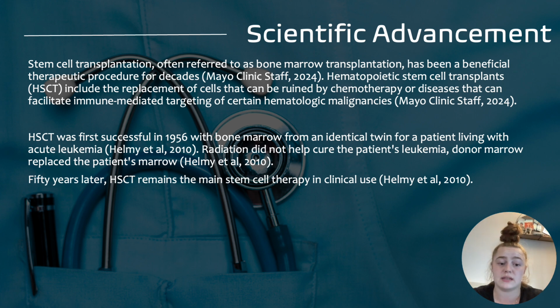HSCT was first successful in 1956 with bone marrow from an identical twin for a patient living with acute leukemia. Radiation did not help cure the patient's leukemia. The donor's marrow replaced the patient's marrow. 50 years later, HSCT remains the main stem cell therapy in clinical use.